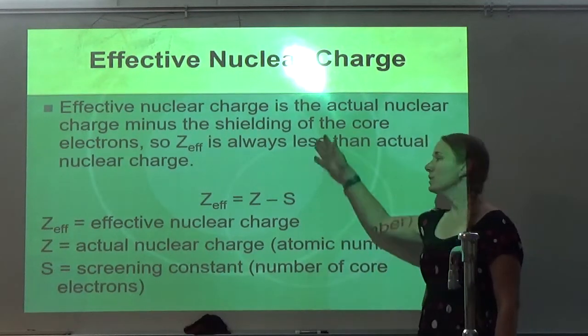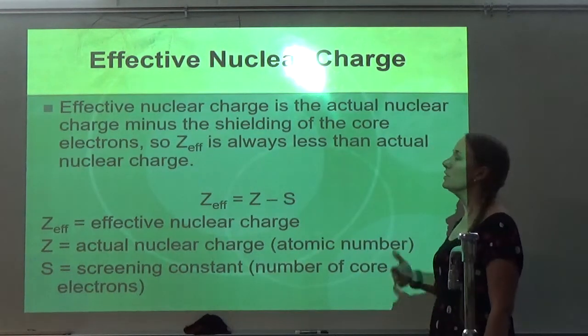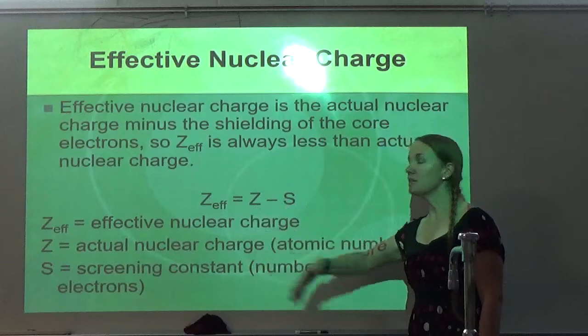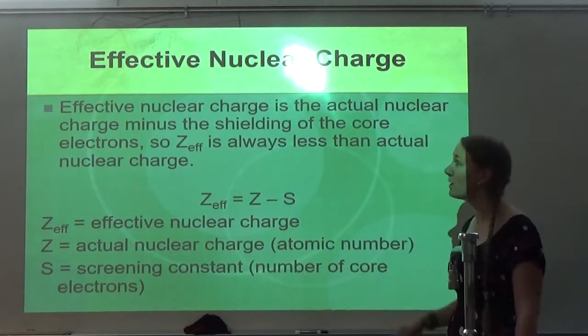Okay? Now, we don't really need to be able to subtract to determine this number or anything like that, but you just do need to realize that Z effective is going to be a little bit smaller, especially depending on how many core electrons you have.